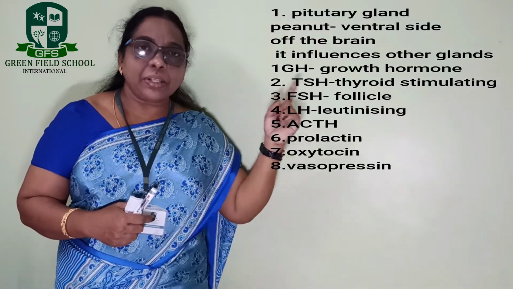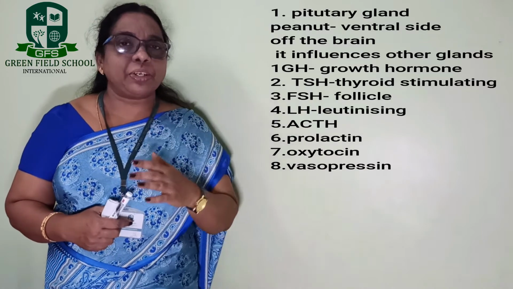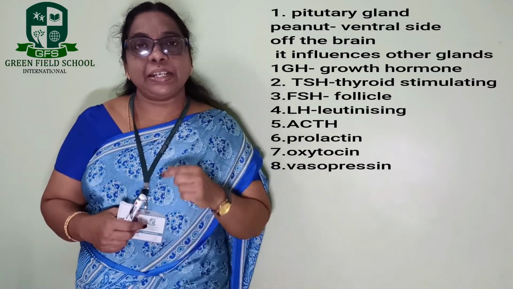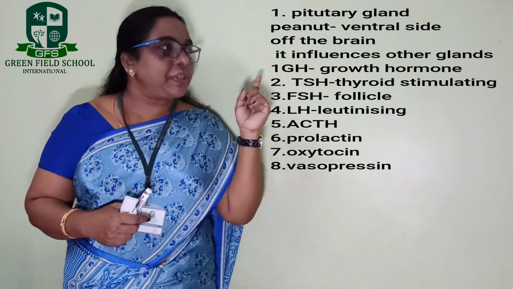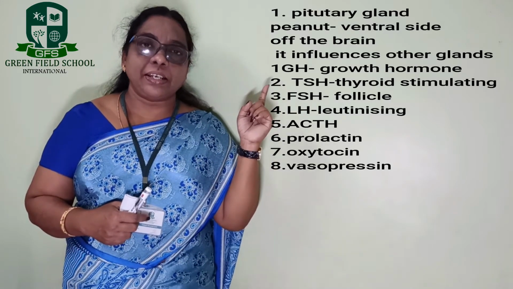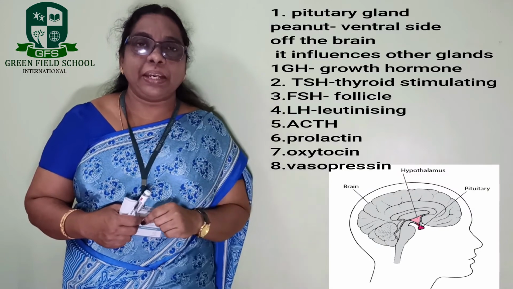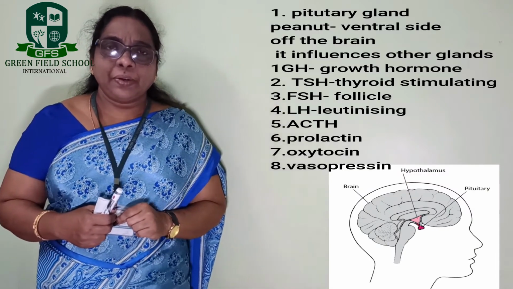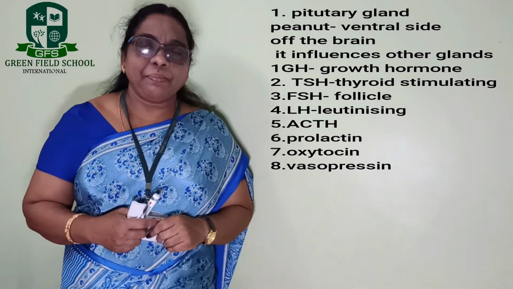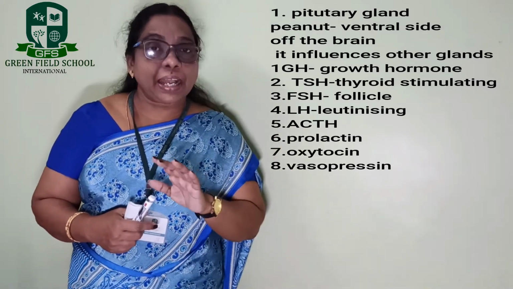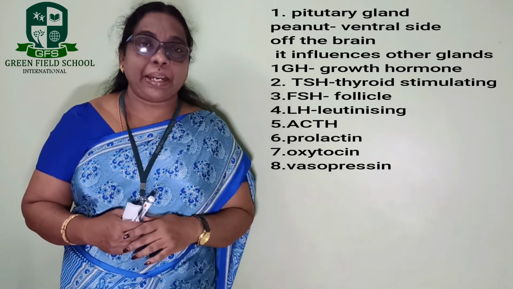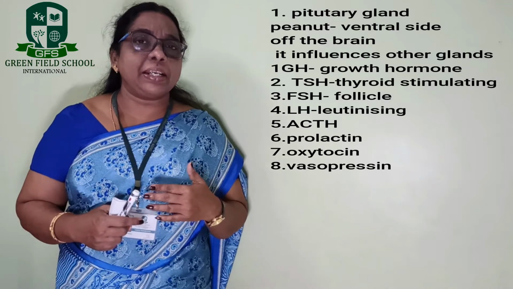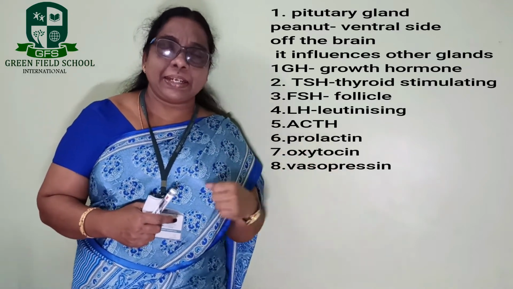Children, look at this picture to see where the pituitary gland is located. The pituitary gland is located on the ventral side of the brain. If you see this picture, it is clear to you. It is a very small, peanut-sized gland. The location is the ventral side, and it is attached to the brain. We can say that this pituitary gland is also called the master gland.